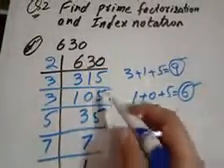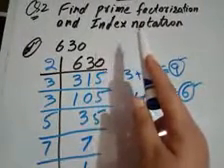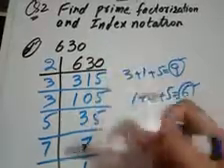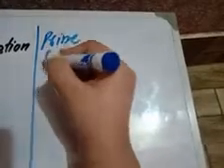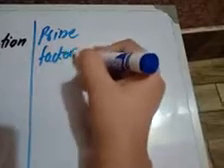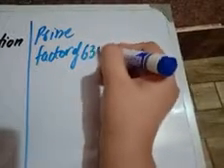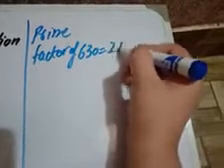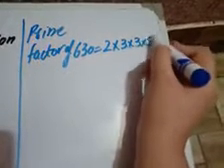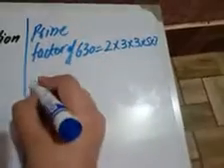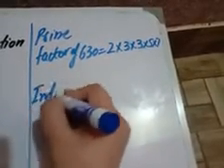Now the question is, write the prime factorization and index notation. So write the prime factors of 630. Prime factors of 630 are 2 multiplied by 3 repeated 2 times, multiplied by 5 and 7. And we also have to write the index notation.